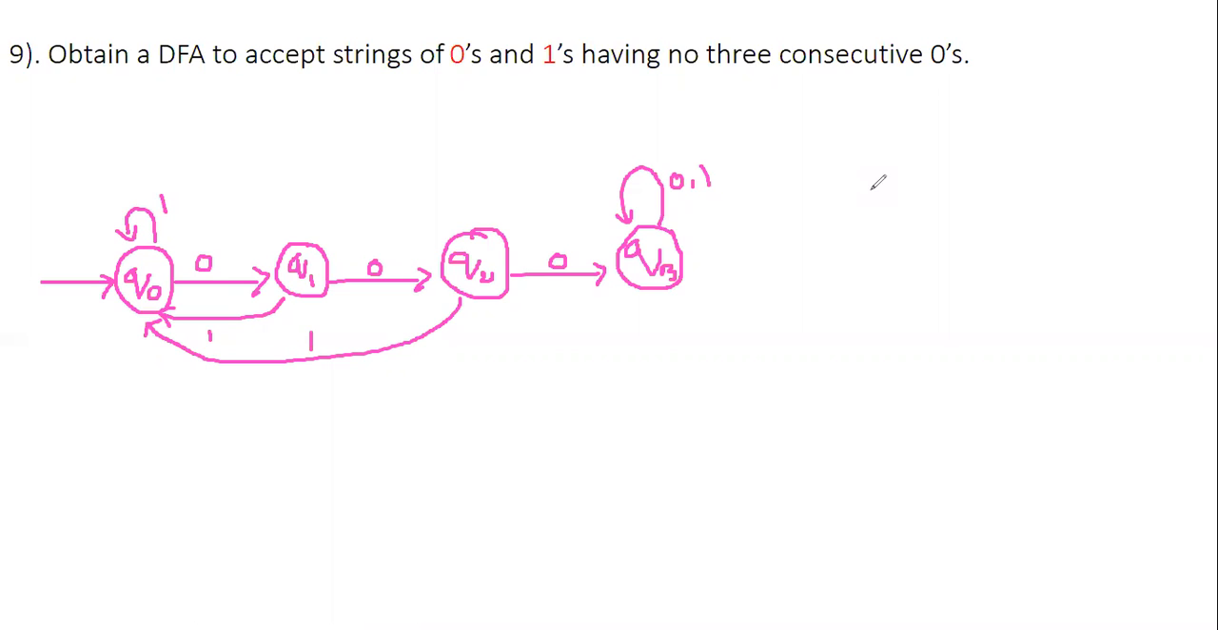Okay, so from the previous problem, I just consider this skeleton, which is actually accepting three consecutive zeros. The only change is that Q3 was the final state, so three consecutive zeros were able to be accepted. But here we need to make Q3 a non-final state. Apart from Q3, the rest of all the states we have should be made final states. Fine. Like if three consecutive zeros are there, then it should be rejected.